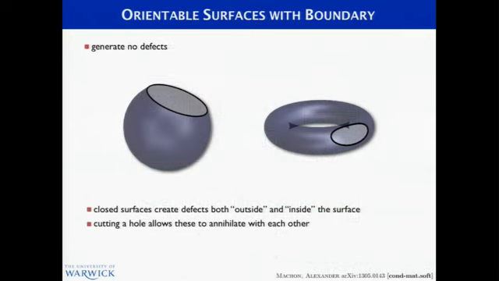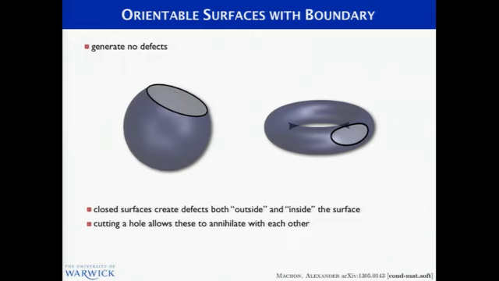The second thing is, what happens if you have an orientable surface, but you cut a hole in it? So here's a sphere, I lopped part of it off, part of the northern hemisphere off. Or here's a torus, I cut a little hole in it. And these are completely boring from a topological point of view. They don't generate any defects at all.